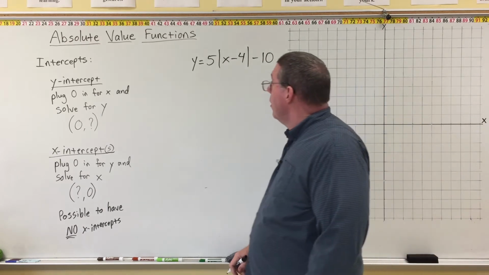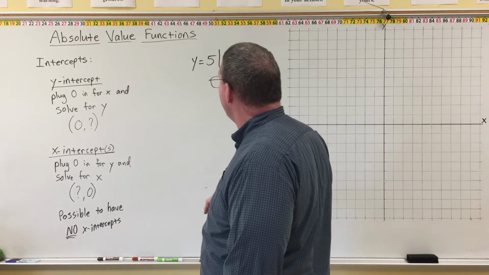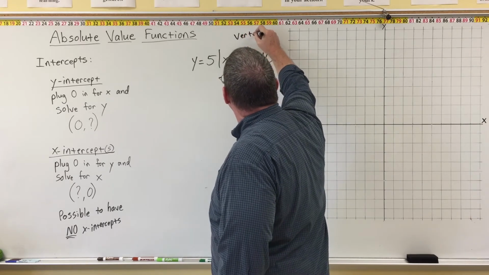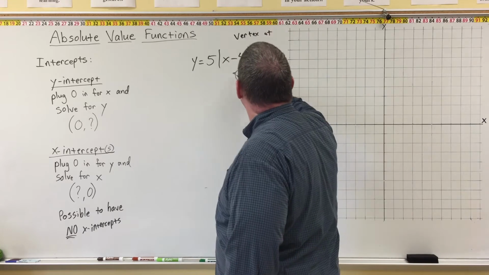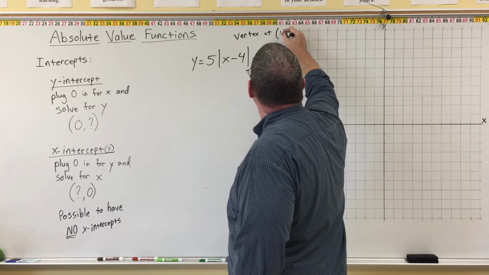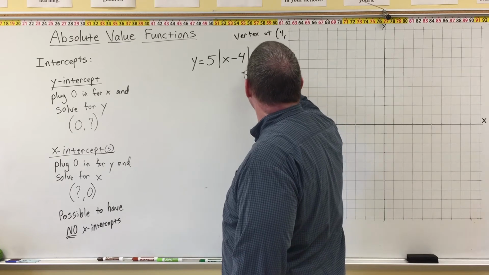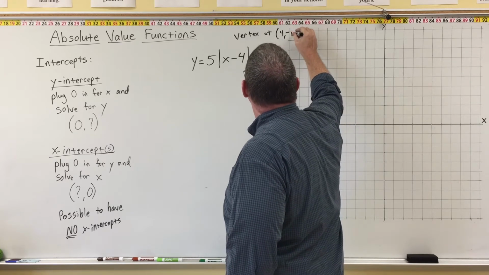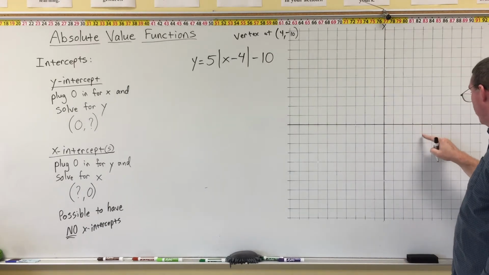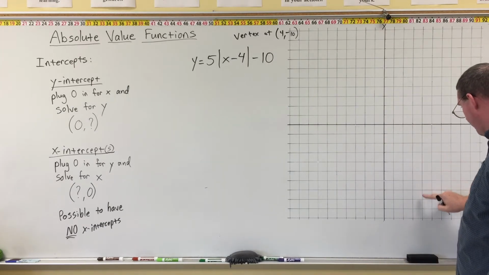Okay, so for the vertex, let's go ahead and identify the vertex first. The vertex is at the opposite of this. This says negative 4, so that's positive 4, comma, and then whatever you see here, negative 10. So the vertex is at 4, negative 10. Okay, so that's at 1, 2, 3, 4, 1, 2, 3, 4, 5, 6, 7, 8, 9, 10. This is the vertex way down here.